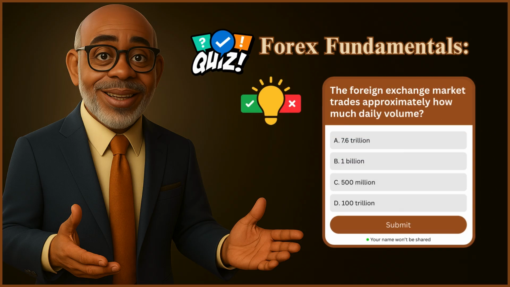Question number 2. The foreign exchange market trades approximately how much daily volume? Is it A, 7.6 trillion, B, 1 billion, C, 500 million, or D, 100 trillion? Take a moment and think it through.